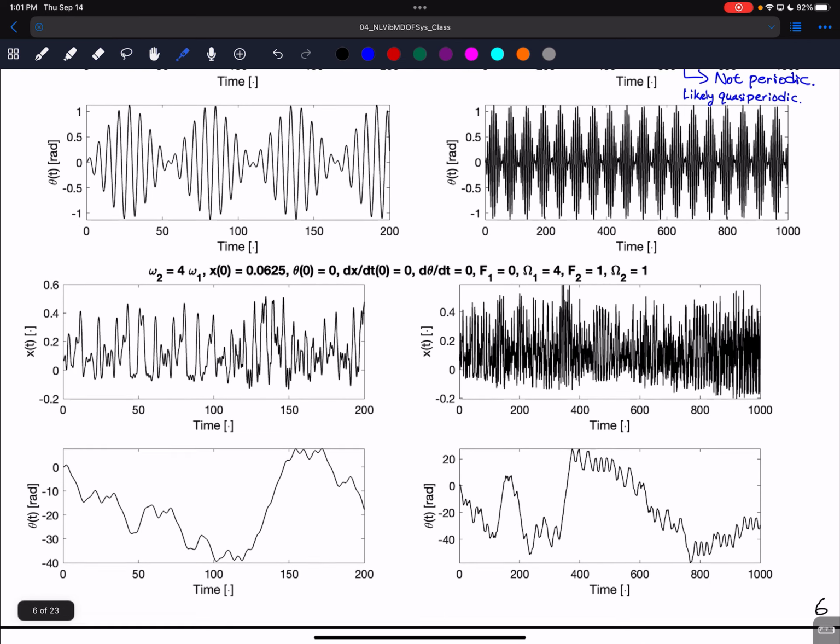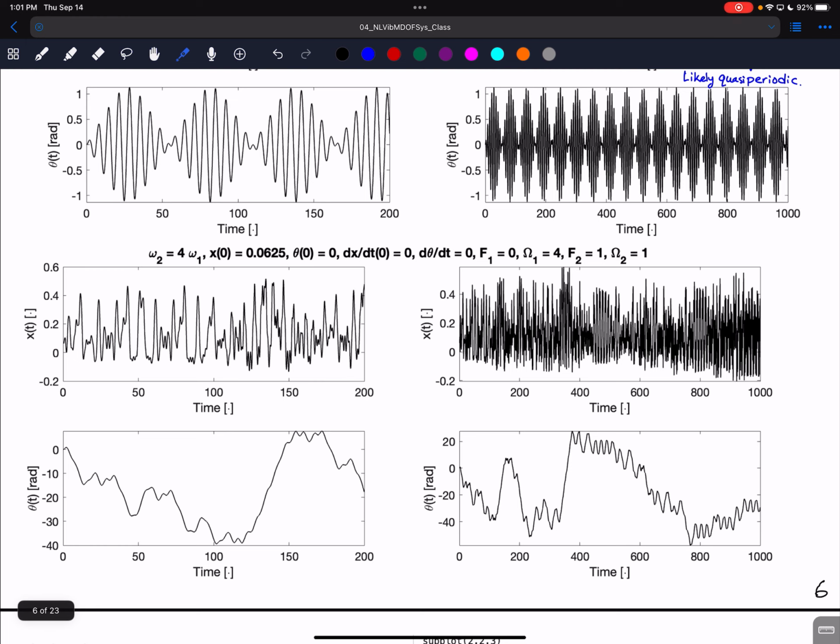Okay, and if we go up even higher in this forcing, in this case, we just get a totally non-regular, aperiodic response. And again, this is just due to the chaotic nature of the system at this energy level.